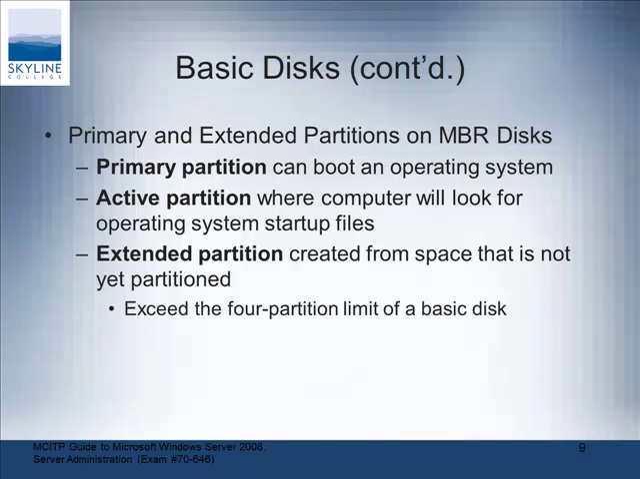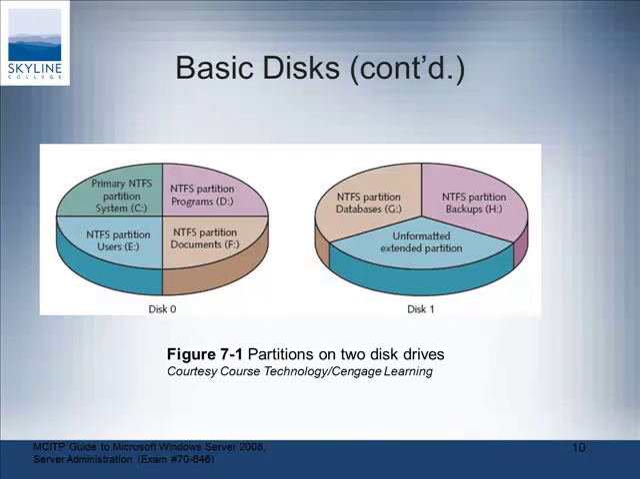The basic disk is a partition. You're not going to really see any difference unless you try to do a RAID or something like that, and it's going to tell you how to convert the disk. Primary partition, nice picture here. Primary NTFS partition, NTFS partition, NTFS partition. We have 4 of those in here. Disk 0, disk 1, partitions on 2 disk drives, unformatted extended partition.